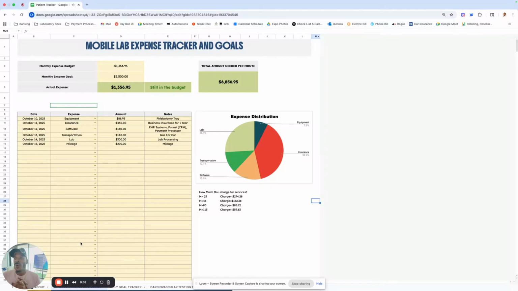Welcome back. So, we're now going to be talking about setting up our goals, okay? How many patients we need to see per month, per day, per week, so that we can know if we're going to be profitable, if we're making money, and just keeping track of our goals for our mobile phlebotomy business.